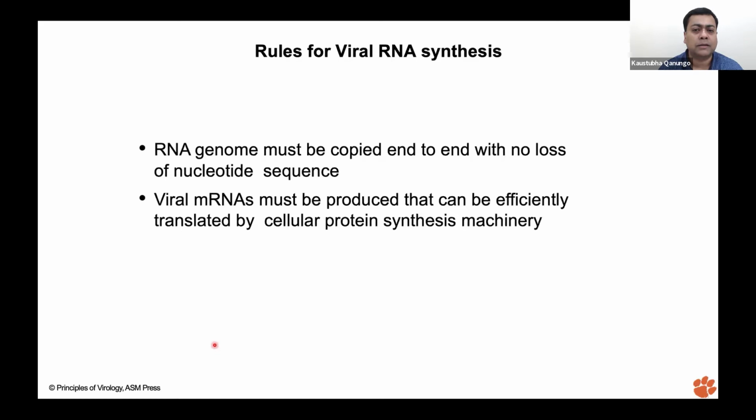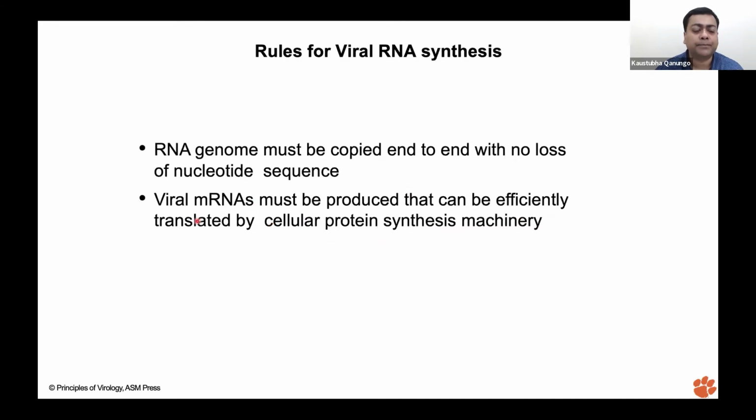So one of the rules for the viral RNA synthesis is almost similar to DNA replication as well, but it's just a little bit different in some cases: the RNA genome must be copied end to end with no loss of nucleotide sequences. We all know that there are telomeres at the end of the chromosomes, and we sometimes do see that the telomeres actually do shorten. So for, say, the human genome, we do have loss at the end of the chromosomes, whereas for the viruses, there is absolutely not a loss of a single nucleotide, and the entire genome from one end to the other end is copied. And the viral mRNAs must be produced that can be efficiently translated by the cellular protein synthesis machinery.